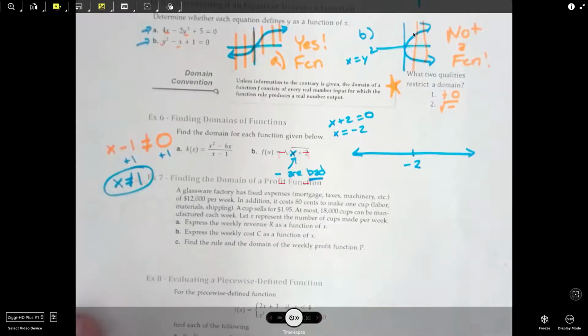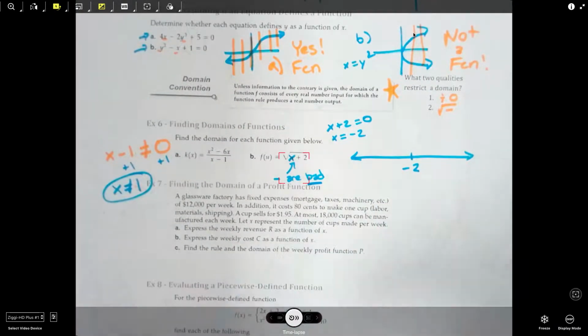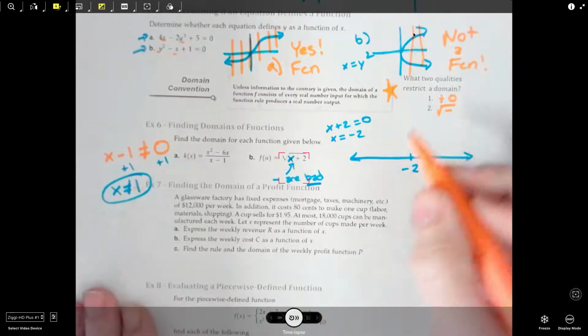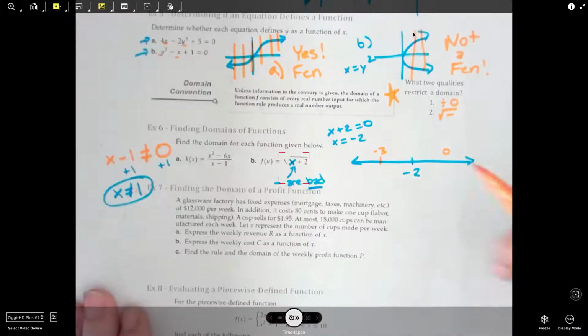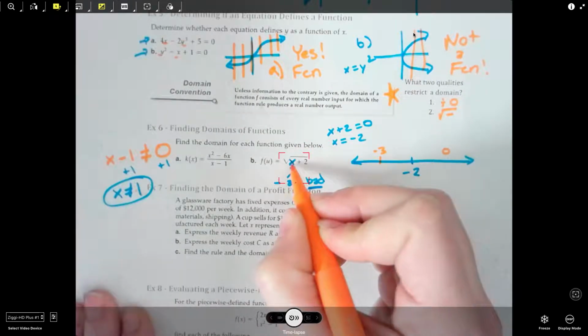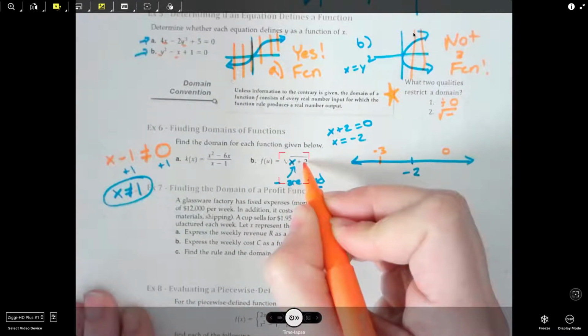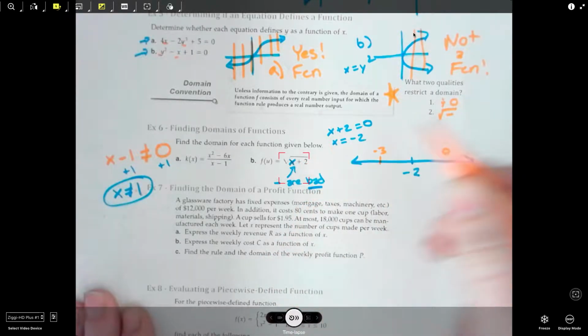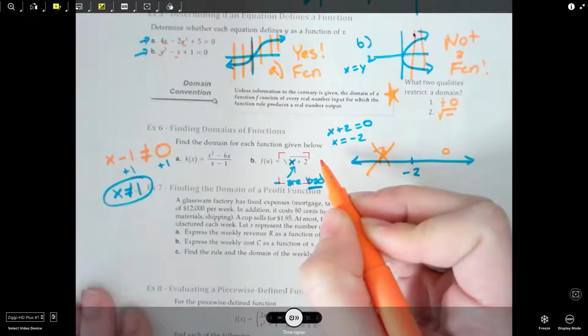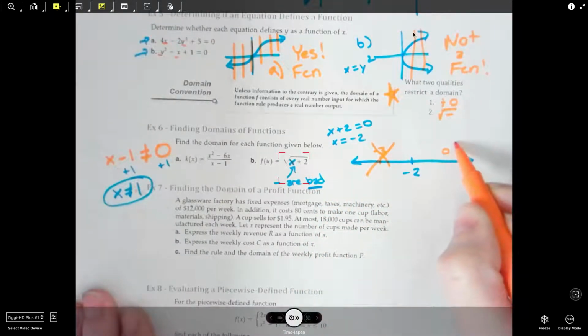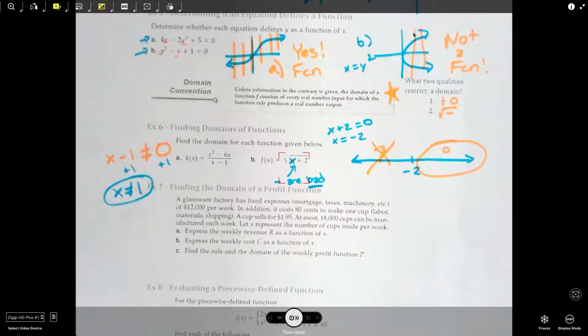Now, if I look on this number line, let's pick some points that we can plug in, like negative 3 and 0. If I plug negative 3 in here, negative 3 plus 2, is that good or bad? Bad, because you're going to end up with a negative number. If I plug 0 in, 0 plus 2, can I take the square root of that? Yes. Just because it doesn't come out nicely, the square root of 2 is a decimal, right? But it's still okay. I can do it.